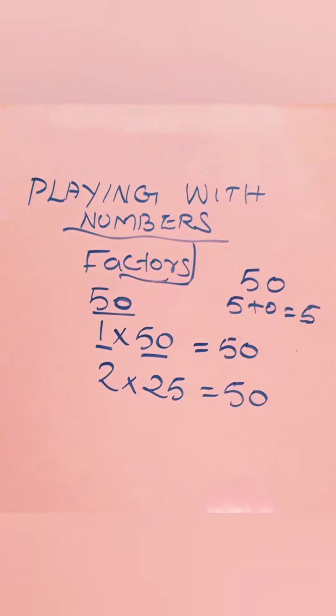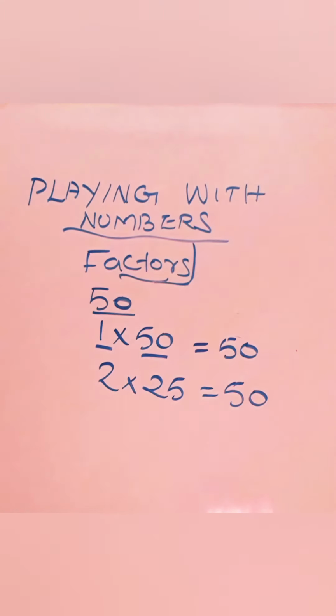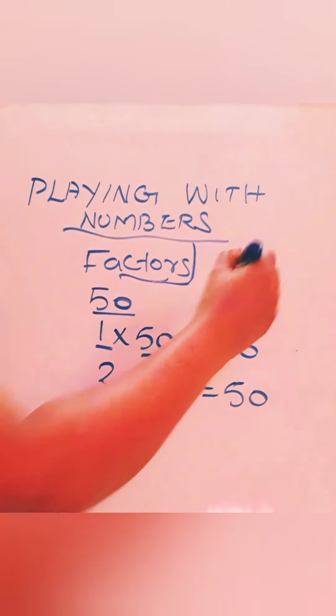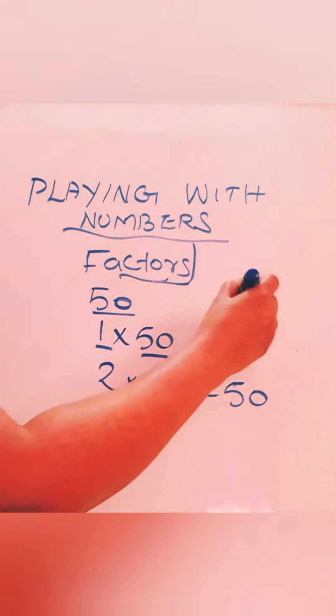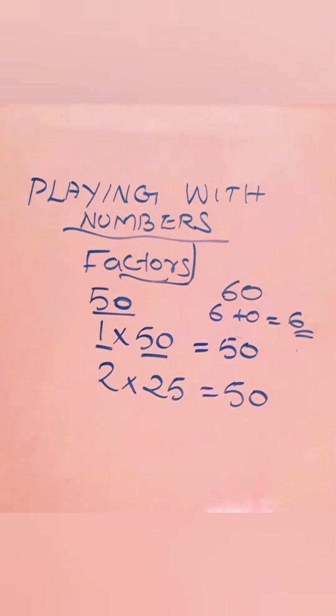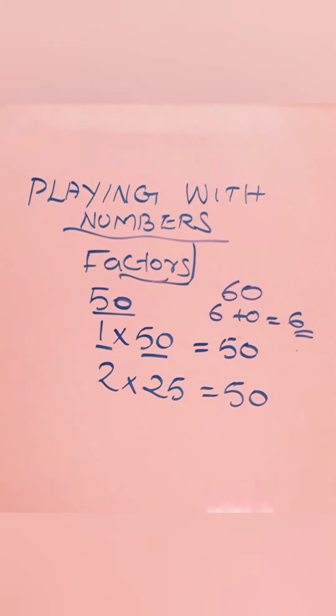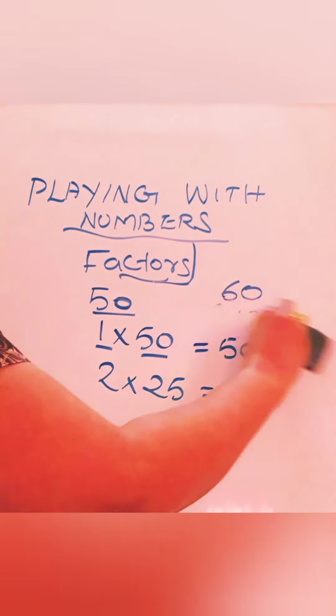But if the number is 60, just I am showing one example, we know that 6 plus 0, adding the digits, is equal to 6. So 6 is there in 3's table. That means 60 is divisible by 3, so 3 will be a factor. But in 50, no. 5 plus 0 is 5, it is not there in 3's table.